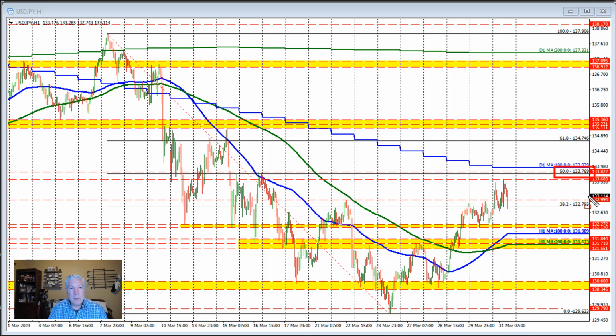Now currently trading 133.11 after dipping on the PCE data back toward the 38.2% retracement of the move down from this high up here to this low down here. The 38.2 comes in at 132.79, and we dipped just below that level and started to rebound back to the upside. So continuing the ups and downs in the dollar versus yen.